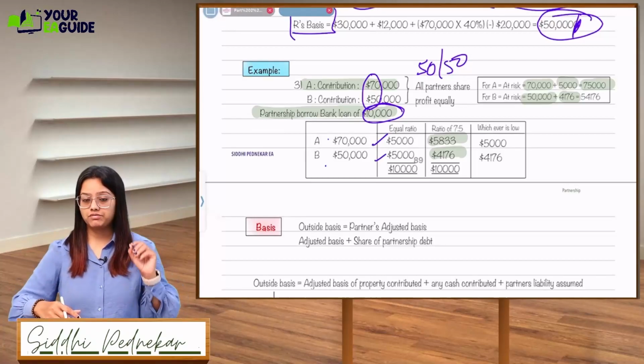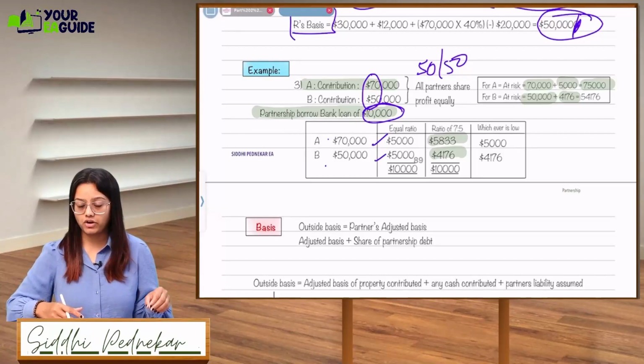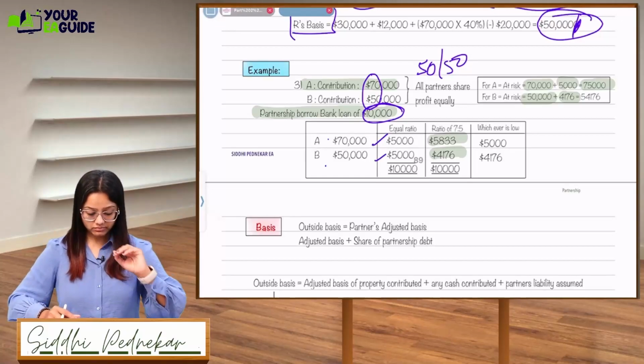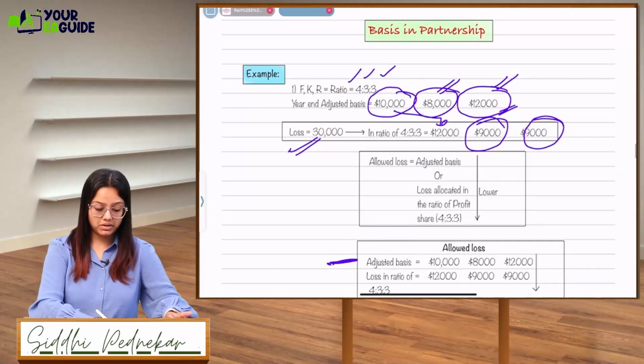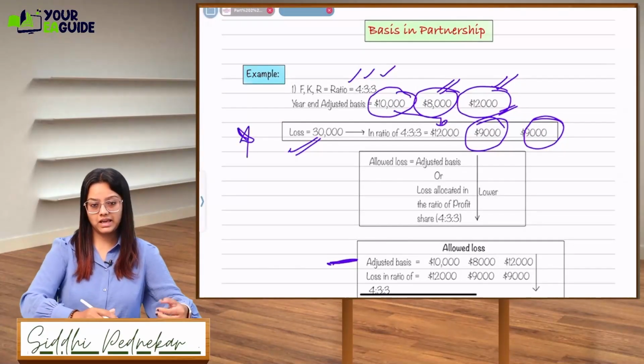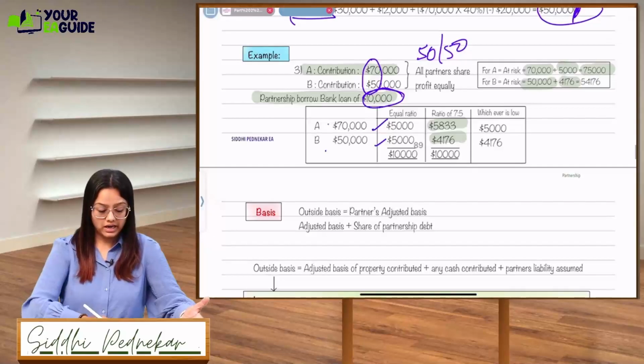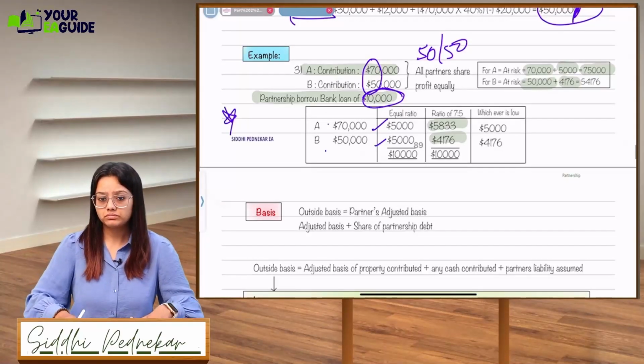Not exactly 5,000, not exactly 50-50, or not exactly 7:5. Okay. All right. So this is the third example. Just remember all three examples, as any one of them can be a typical question in your paper.